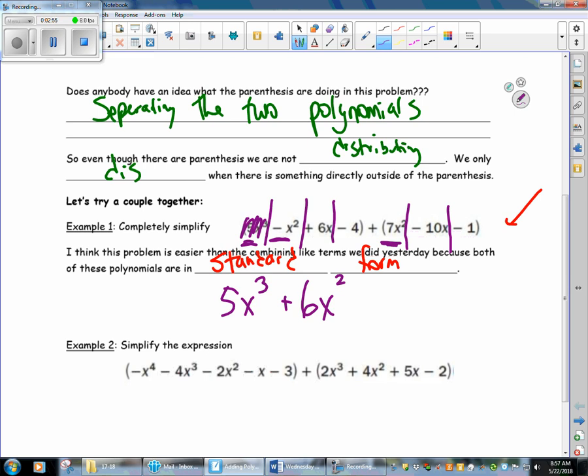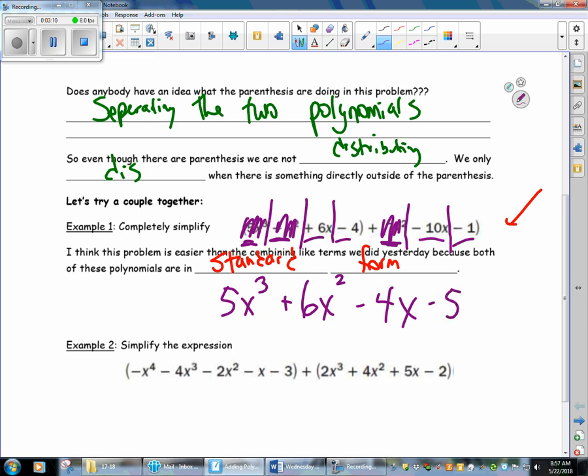Some people that are a little bit confused on this mix up like that. So let's get rid of those. And now I just need to look for my x's. If I have -10 and +6, I have -4 x's. And last but not least, the -4 and the -1 make -5.